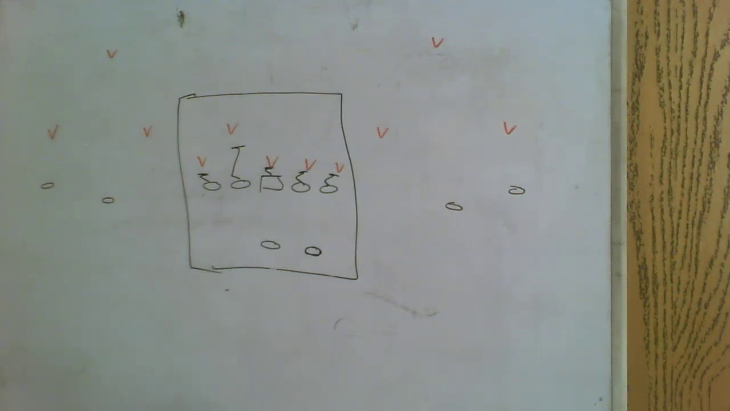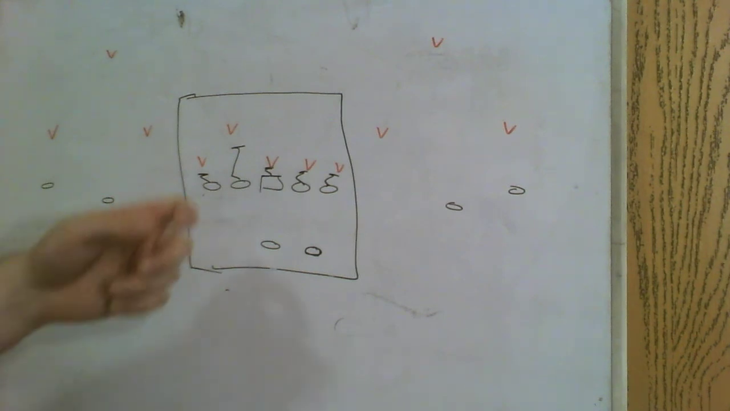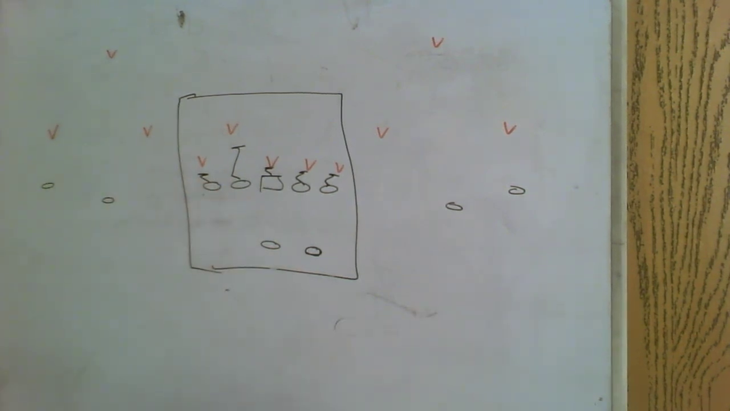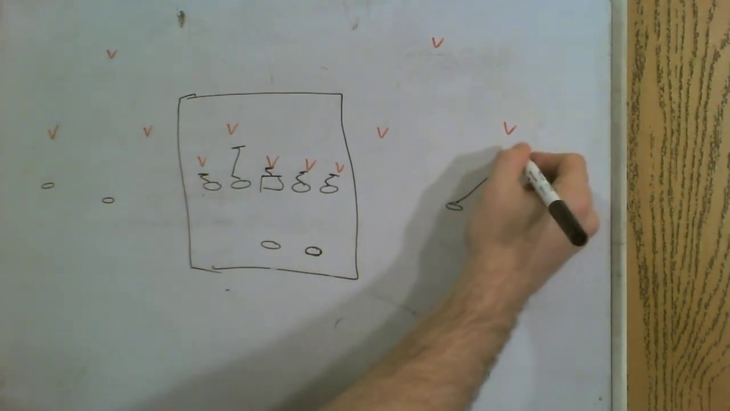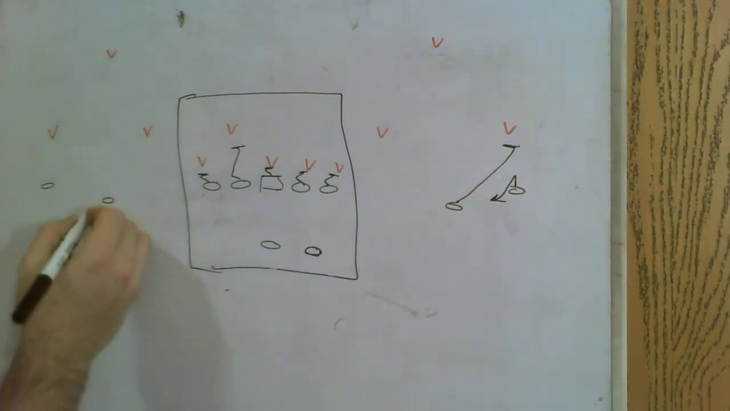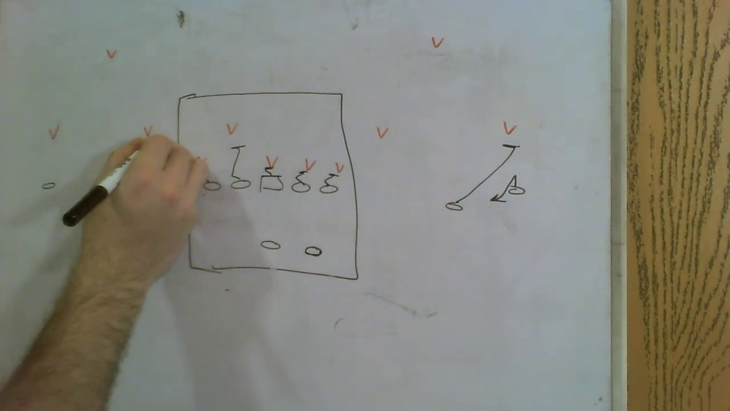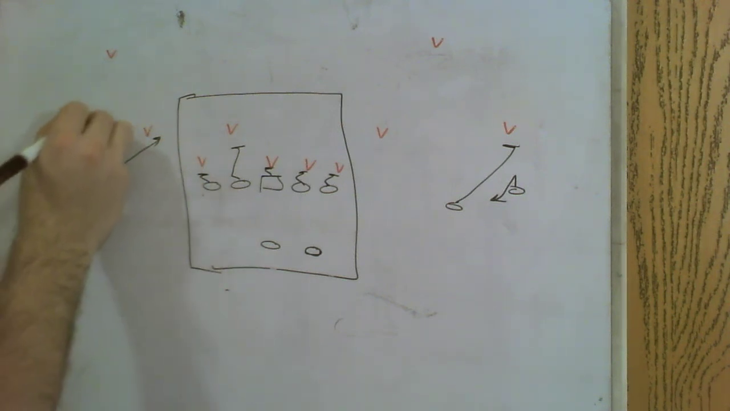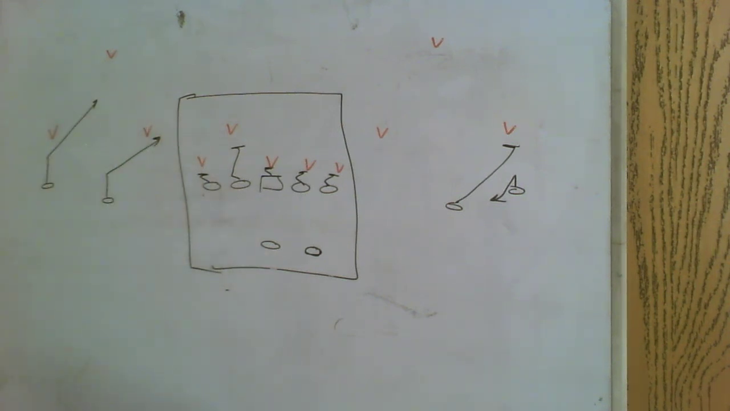So let's say we have a run-pass option where inside zone's the run. On this side, we'll run a basic hitch screen. And on the back side, double slants. This is what's really fun about run-pass options is that you can get really creative with the things you do. You can run a concept over here, and a run concept in the box.